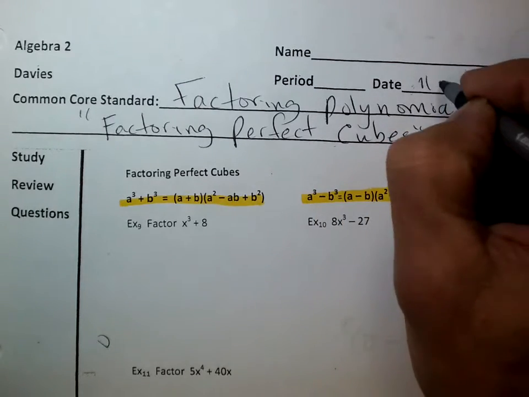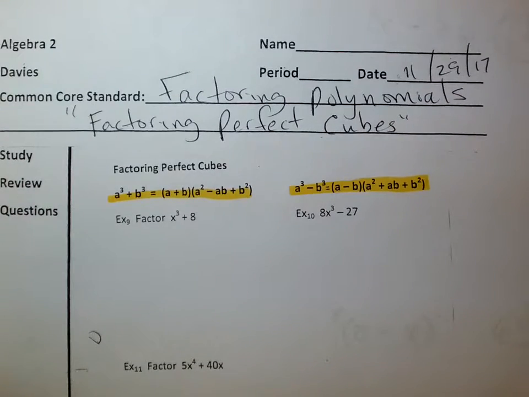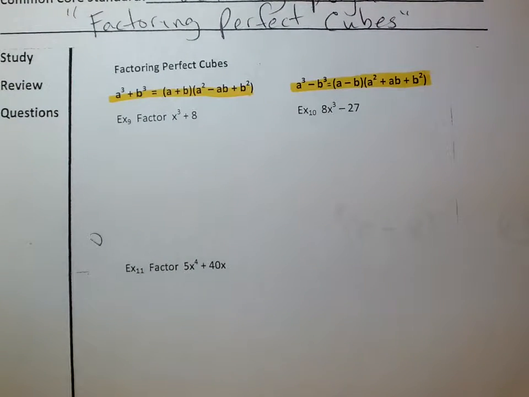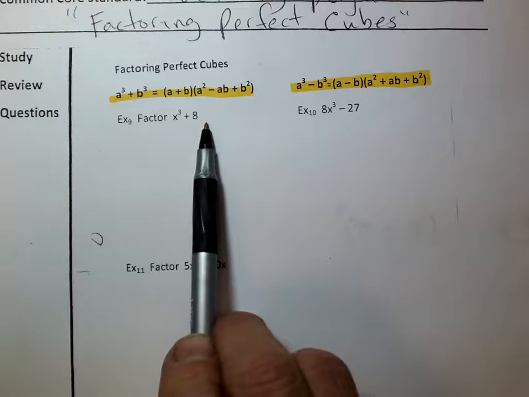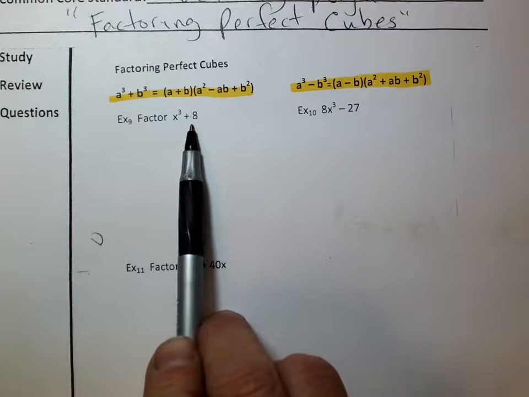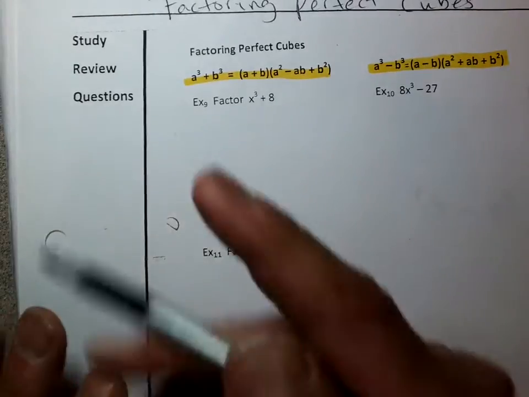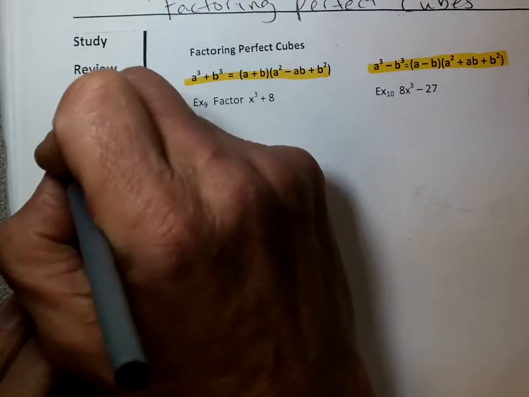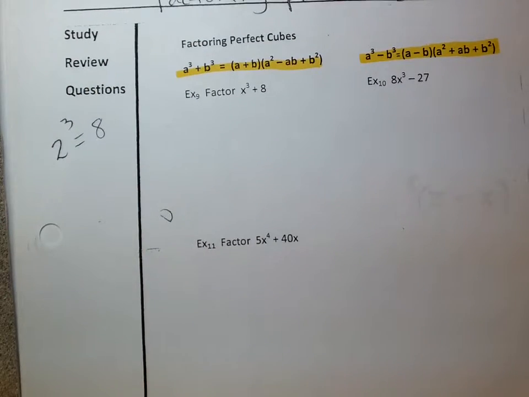Okay? So, example 9. It kind of looks like a perfect cube, but I need to make it a cube plus a cube. Now, 8 doesn't look like a cube, but 8 can be made into a cube. 2 cubed. You guys agree on the little side work? I know that 2 cubed is 8. You all right with that? Does that make sense? 2 cubed is 8?